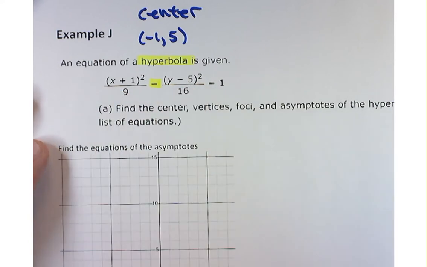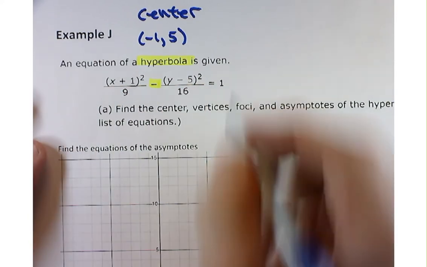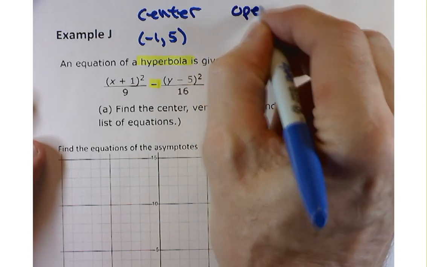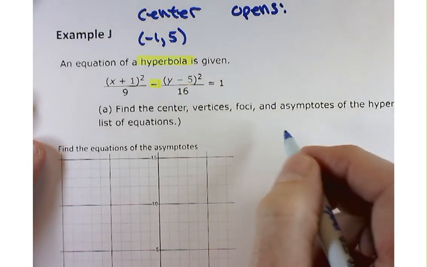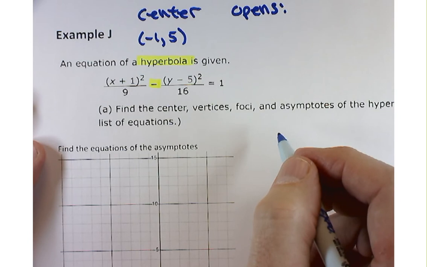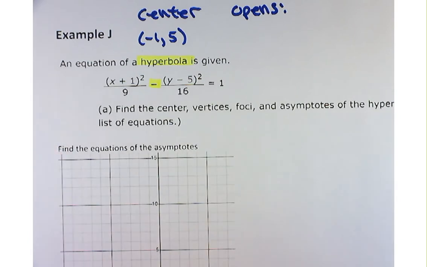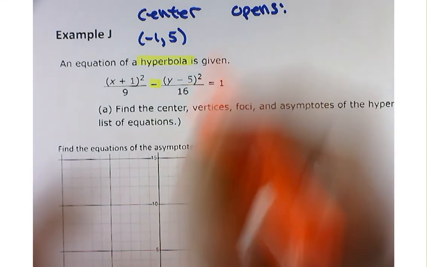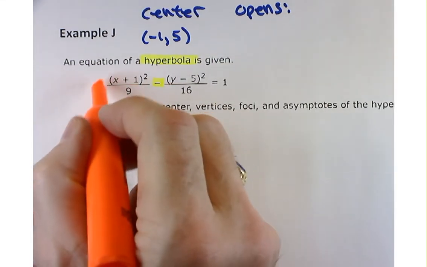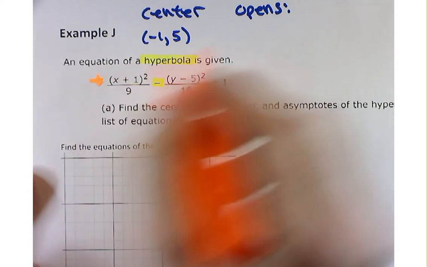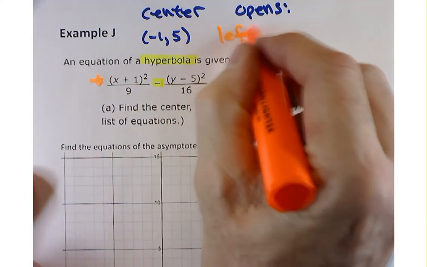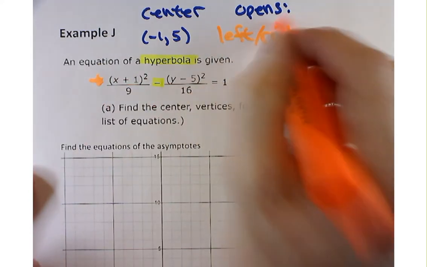Good. Ella, which way does this open? Up and down or left and right? Left and right. Okay. Noah, do you agree? Yes, it does. Yeah, opens left and right. That's because this term is positive, so opens left and right. Excellent, thank you both.